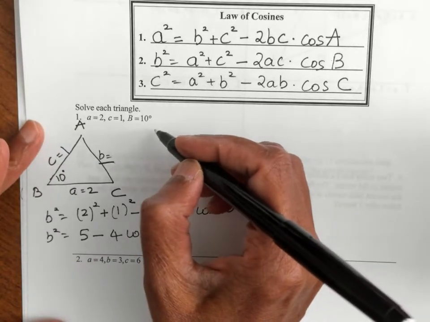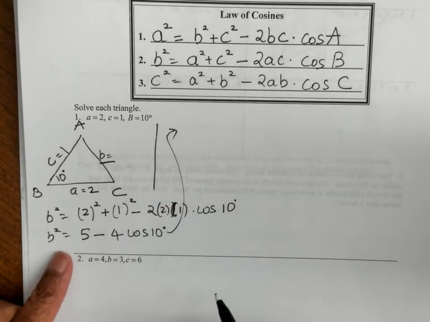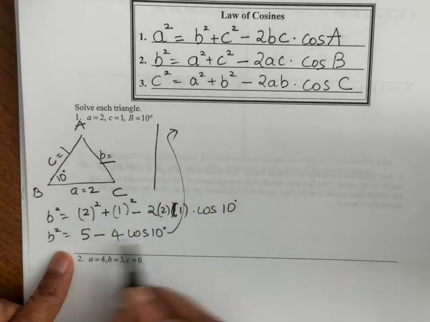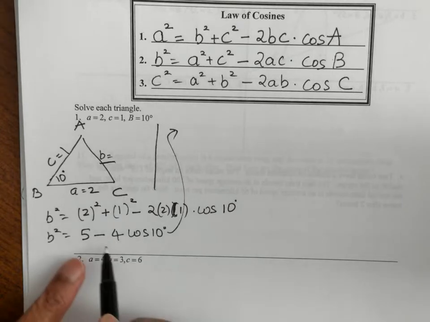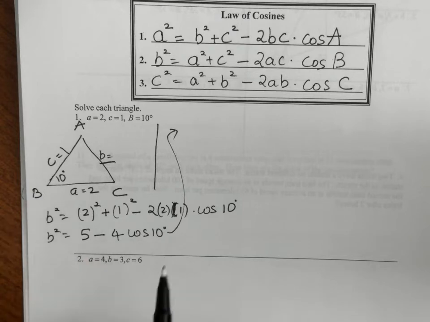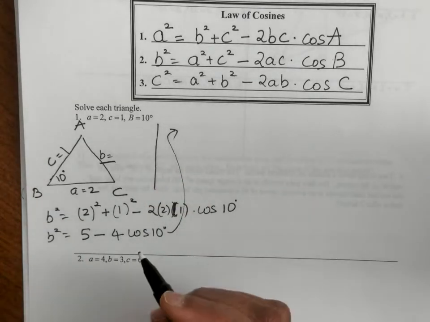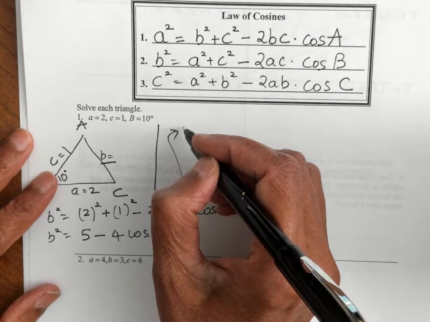So my next step is going to be b square. Basically you're going to put this in your calculator, because everything is here. In your calculator you put 5 minus 4 times cosine 10, and that should give you b square. But what do you need? You need the square root of that. So whatever you get, you're going to write the square root of that.